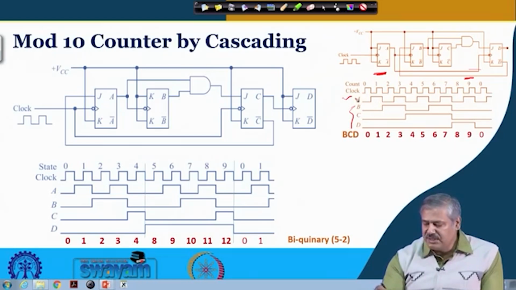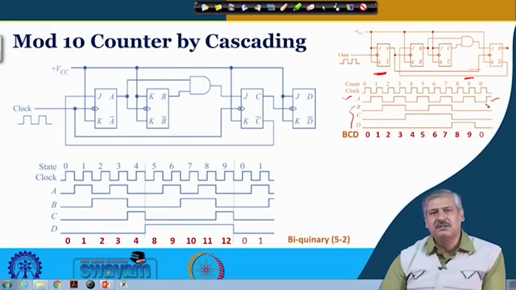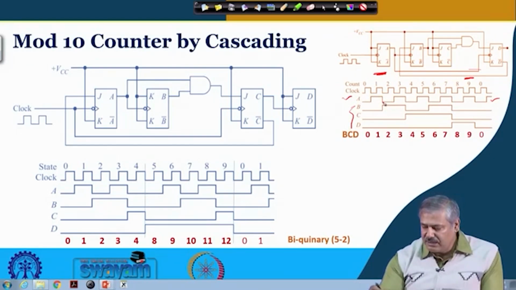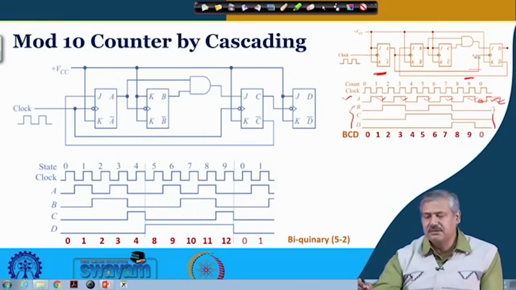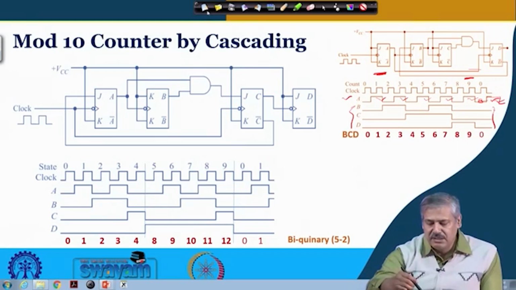So this A is changing at every clock trigger, and after that this A is effectively feeding as clock to these 3 flip flops BCD, the mod 5 counter, and at this clock edge it will change from 0, 1, 2, 3, 4, 5, okay. So this is the way it will go on, right.